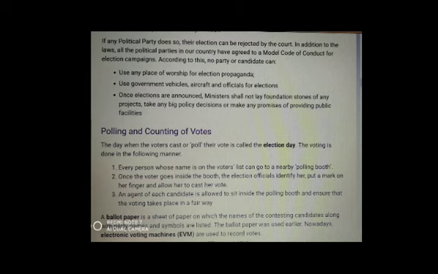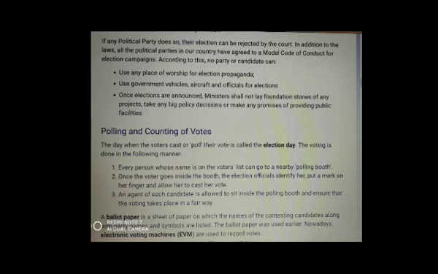After that, I would like to talk about polling and counting of votes. The day when the voters cast or poll their vote is called the election day. The voting is done in the following manner. First one, every person whose name is on the voters list can go to a nearby polling booth. Second one, once the voter goes inside the booth, the election official identifies her, puts a mark on her finger and allows her to cast her vote. Third one, an agent of each candidate is allowed to sit inside the polling booth and ensure that the voting takes place in a fair way.